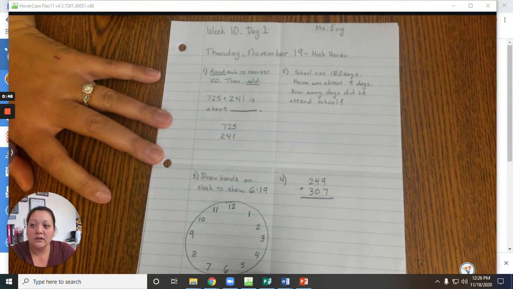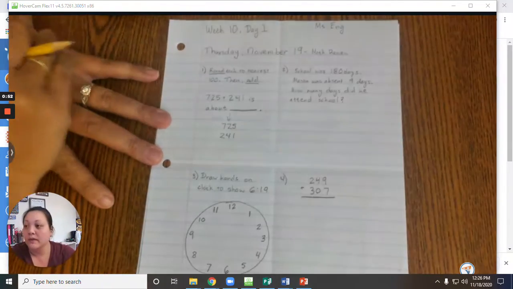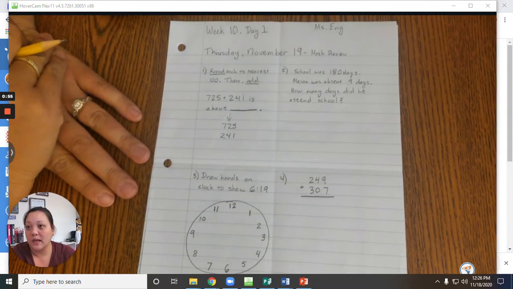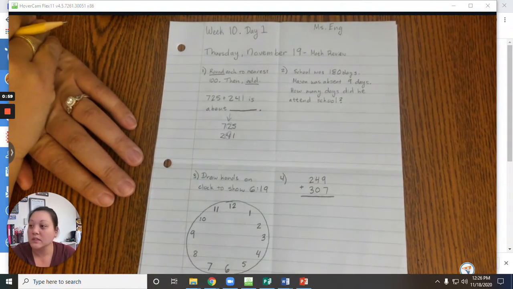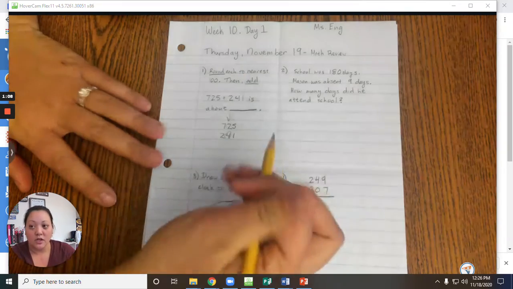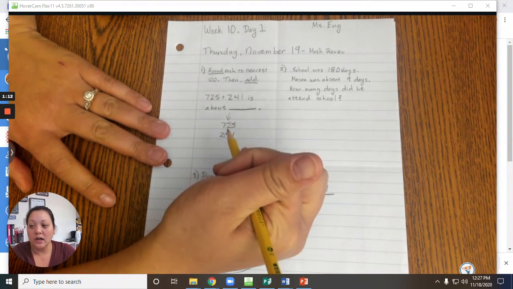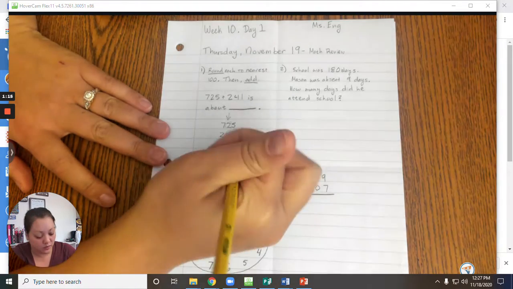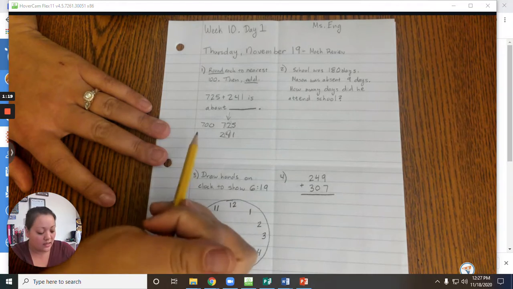Now if I'm rounding to the nearest hundred, then hopefully you know that the tens column is the column that you're going to be paying attention to. So the 2 and the 4. That's what's going to determine which direction we are going to round. So the saying, 5 and above, give it a shove, 4 and below, leave it alone. So if I look at this 2, I know it is below 5. So this is going to round down to 700.